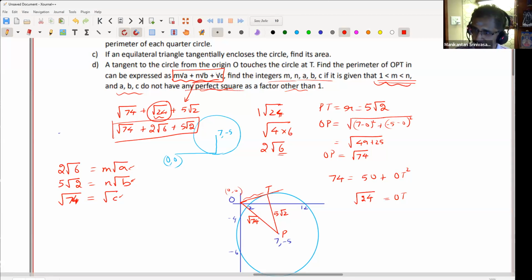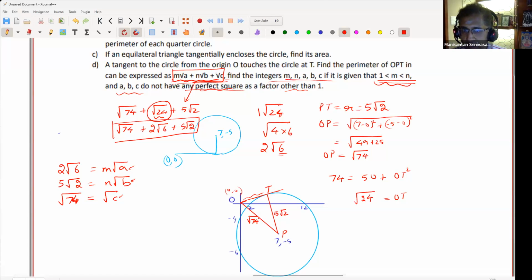That's all it's saying. Now, if you read the question again, all of this will make sense. Find the perimeter of OPT, which can be represented as sum of some three numbers. There are three lengths to a triangle. Each of them happens to be some irrational number. Find the integers m and a, b, c, where 1 less than m less than n.